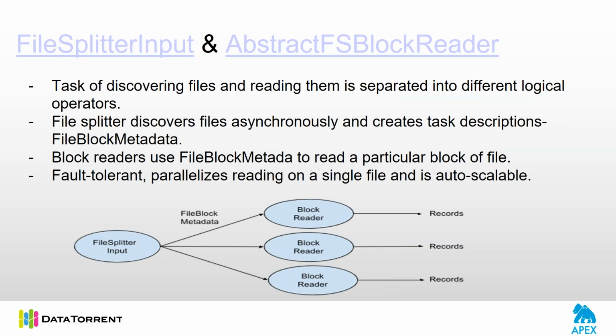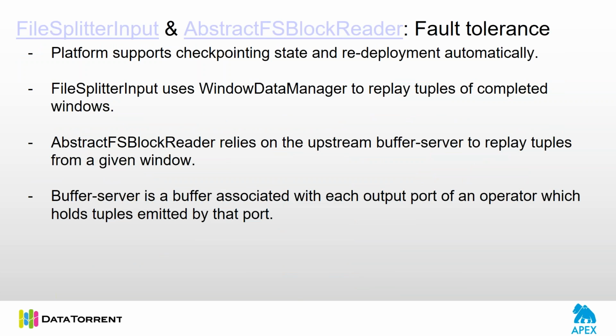The block readers, which are downstream to the file splitter, use this file block metadata to read a particular block of a file. So in this, there's a small example. There's a file splitter input, and then there are 3 block readers. File splitter input will discover files and create file block metadata tuples. Block reader will act on this file block metadata, and it will open a particular block of the file and create records from it. This solution is fault tolerant as well. It can parallelize reading on a single file, and it's auto scalable. In this solution too, the file splitter input and the abstract block reader both depend on the platform support for checkpointing state and redeployment. File splitter input is again an input operator, and it is very much like the abstract file input operator. So it uses the window data manager utility to replay tuples of a completed window.